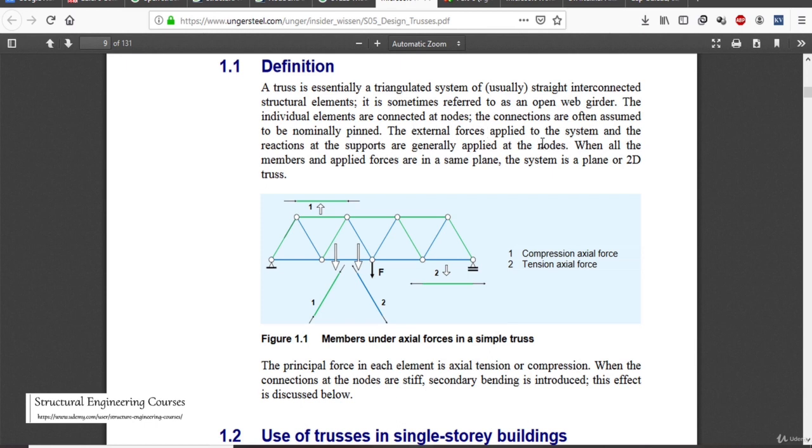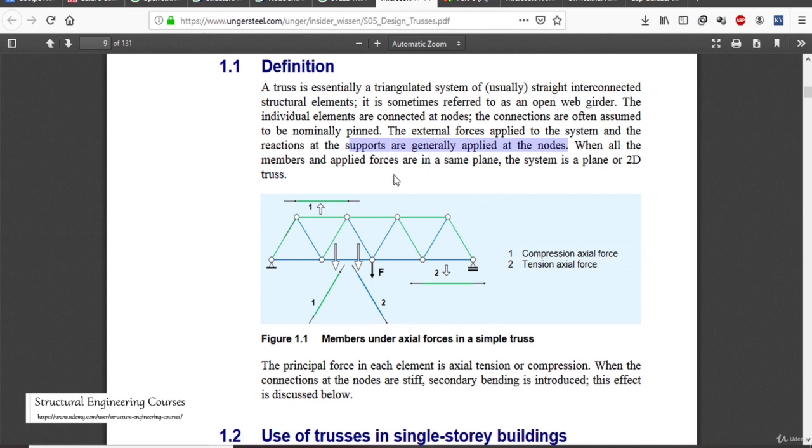An external force applied to the systems and reaction at the supports are generally applied at the nodes. So this is also a very important concept, that is when we are designing the trusses. There are two concepts: either we can apply uniformly distributed load over all this whole member, or we can calculate the equivalent nodal load and we shall apply the loads on all the nodes here. So they are generally applied at the nodes, but if required we can also apply in the form of uniformly distributed load, but again it is not recommended.